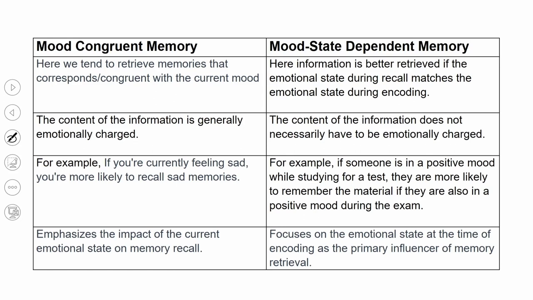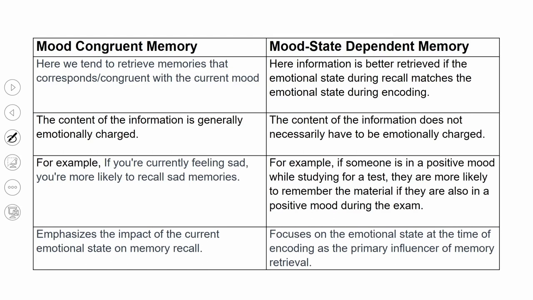here information is better retrieved if the emotional state during recall matches the emotional state during encoding. So, while learning, what your emotional state was at that time is more important. Under what emotional state you learned something, if you are experiencing the corresponding emotion, you are more likely to remember it. So, during learning, the emotional state is more important in this case.